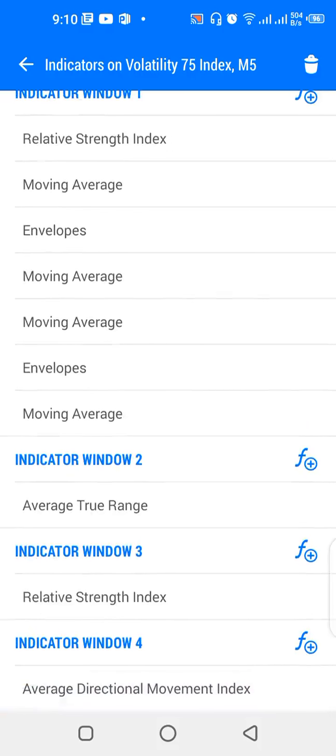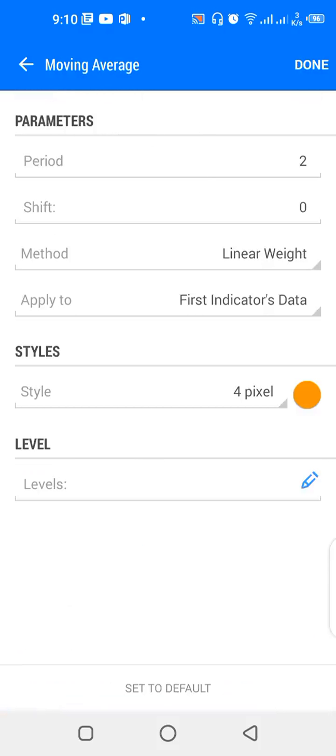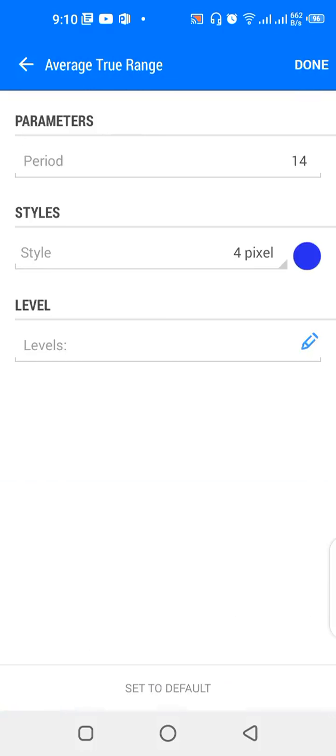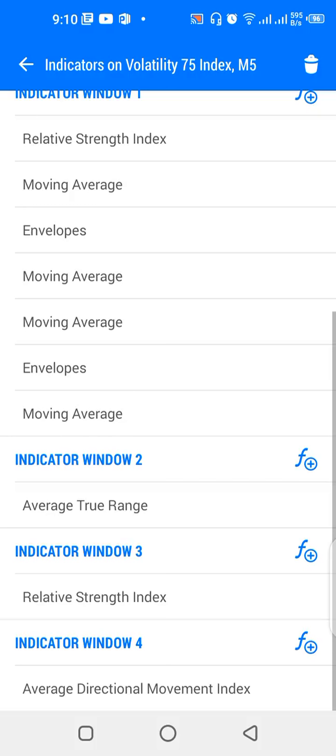Then we have another moving average, period is 2, shift is 0, method is linear weight. Apply to first indicators data, color is brown. Then we have indicator window 2, we have average true range parameters, period is 14, color is blue.